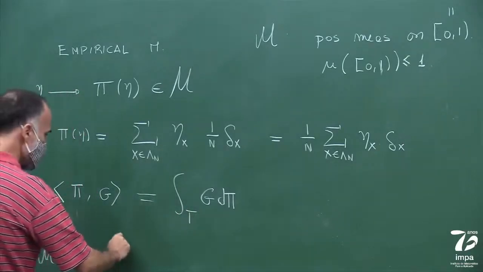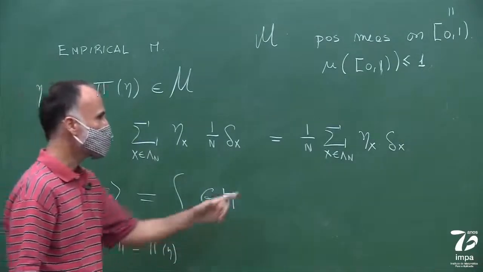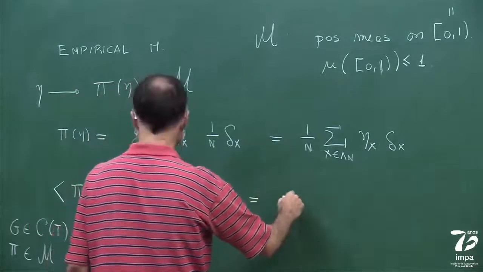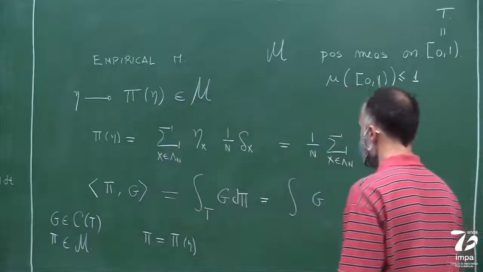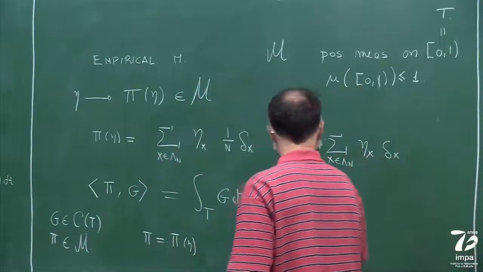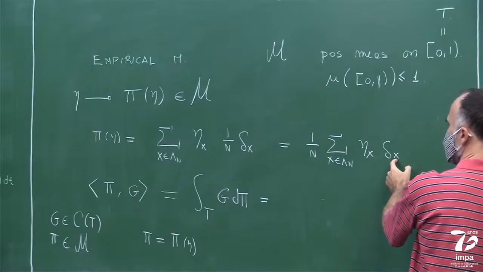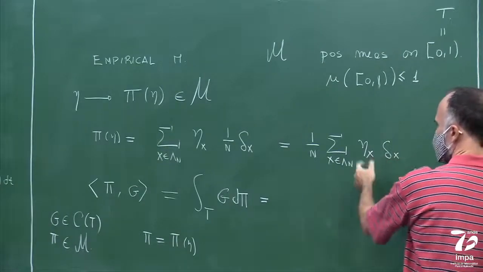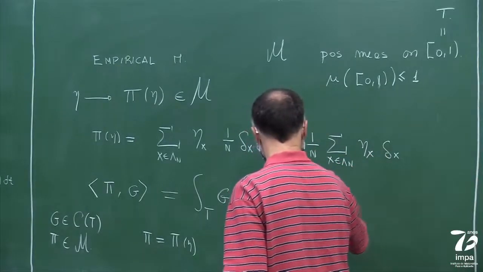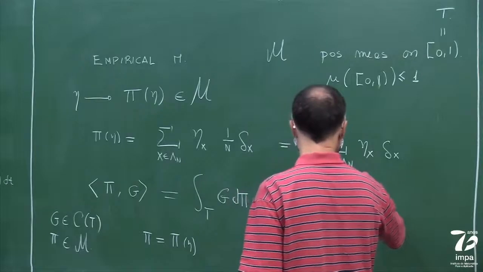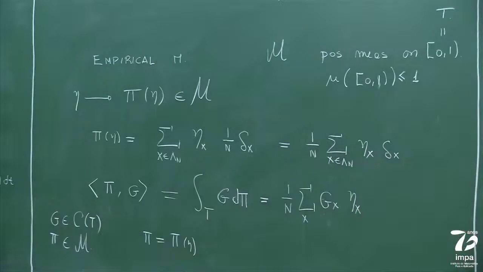pi is equal to pi of eta, this is the integral of g with respect to this measure, and this will be equal to, so I'm integrating g with respect to that. By linearity, it's the integral of g with respect to this delta x, which is g of x, and therefore that will be equal to 1 over n, the sum over x of g(x) eta x. So this is the integral. Fine.